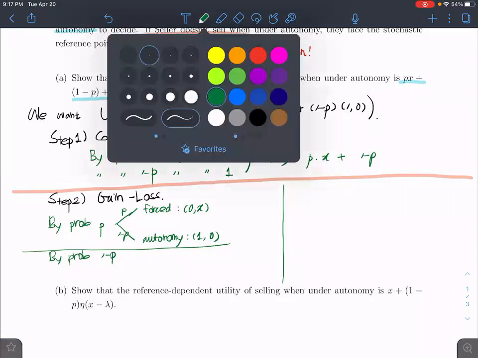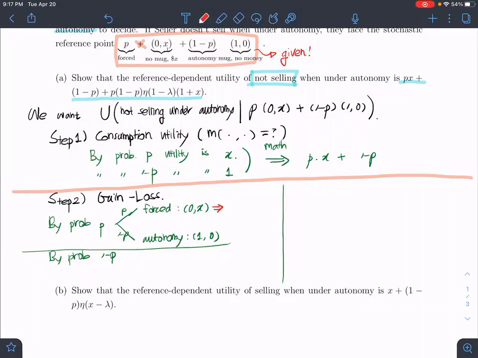If I'm forced to trade, then my actual outcome and my expected outcome are the same, so my gain and loss is 0. There's no gain and no loss. So this is the only case that I need to consider. In this case, let me move this one here.